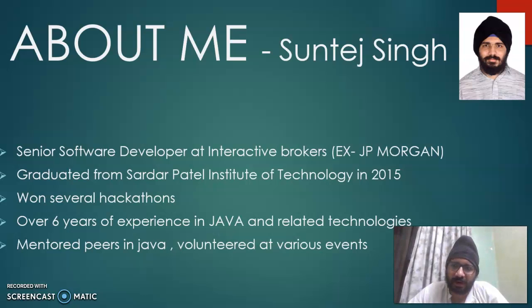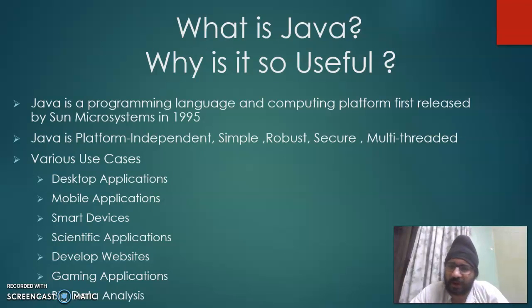Now I'll move on ahead with what is Java and why is it so useful. Java is a programming language and computing platform first released by Sun Microsystems in the year 1995. They envisioned Java to be a language which we would be able to write in one place and use at another as well. And this is one of the most important features of Java, which is that it is platform independent. It does not depend on which platform you have written it. You can use it at any other Java enabled platform as well.